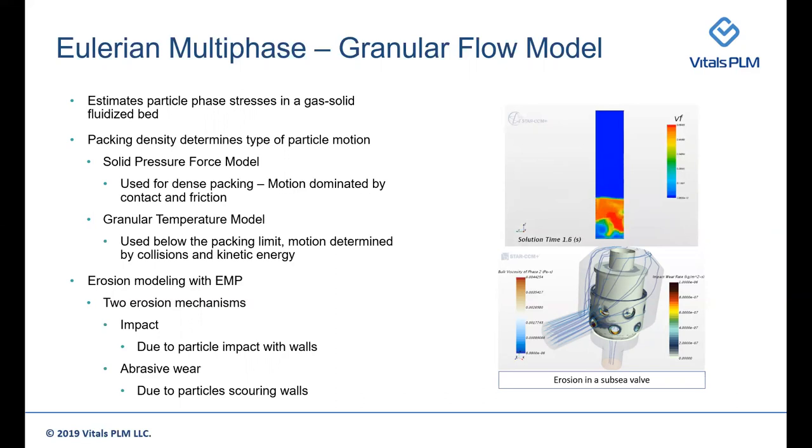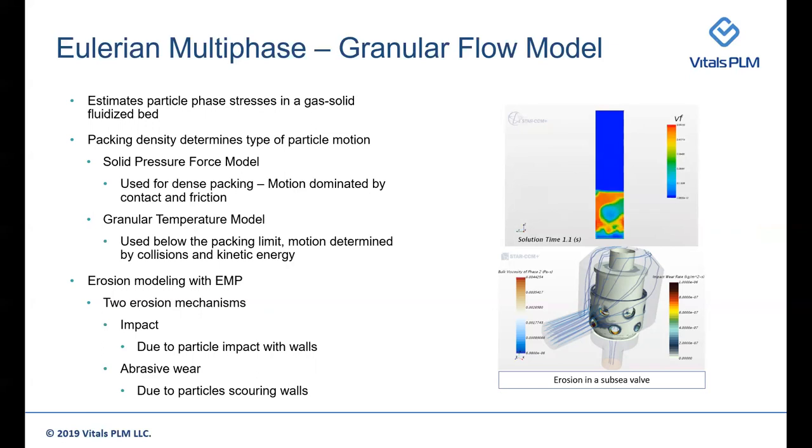For dense packing, there's a model called the solid pressure force model, which is used to model the motion which is dominated by contact and friction. On the other hand, for the packing density below the packing limit, the motion is determined by collision and kinetic energy. For this kind of motion to be modeled, there is a model called the granular temperature model.